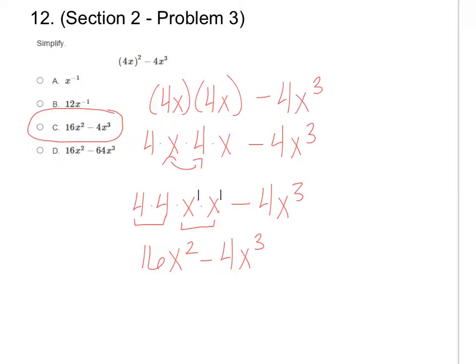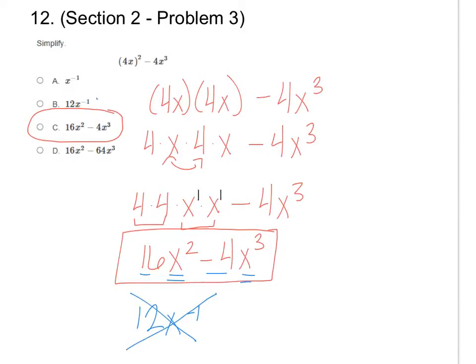But a common thing that people might want to do is, they might think, so this is my final answer, but some people might think that they can combine these two terms. So for example, they might want to take this 16 and then subtract 4 and get 12. And then this x to the second power and this x to the third power, they think they can subtract those exponents and get x to the negative 1. And you see how that is one of the choices up here, because that's a common mistake. But you cannot do that.